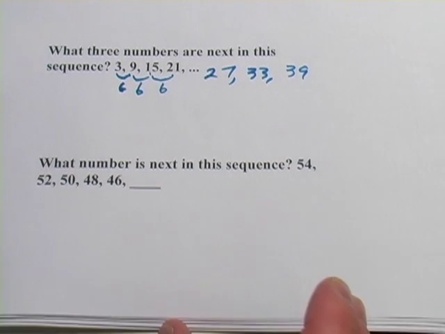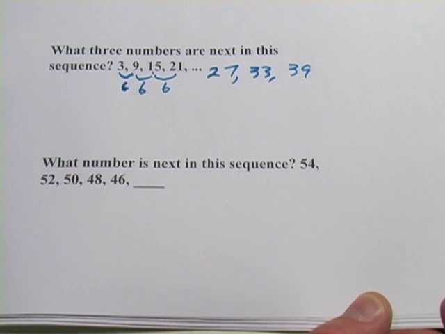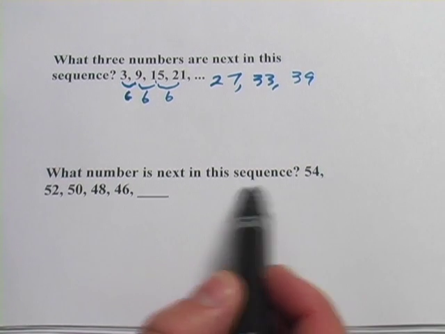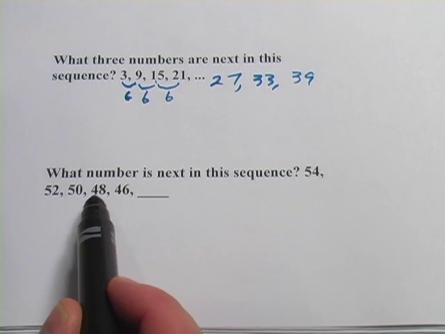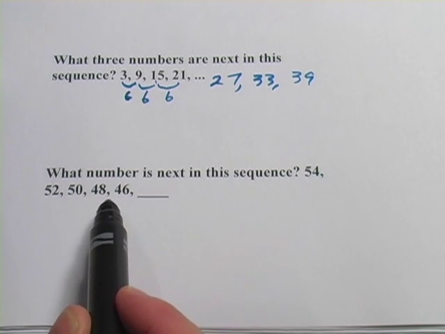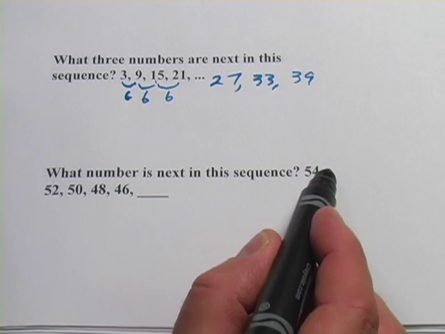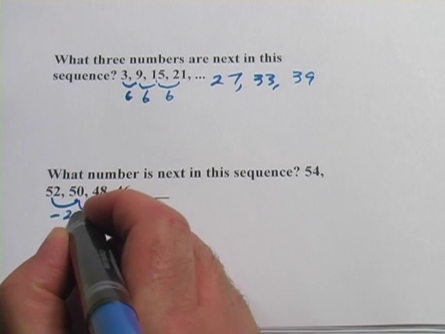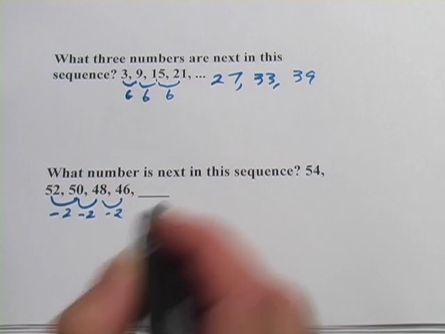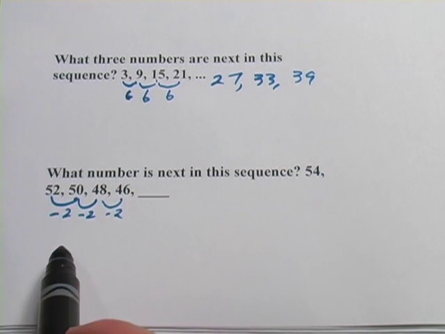Let's do one more of these. This next one says, what is the next number in this sequence? And it goes 54, 52, 50, 48, 46. And you might see this already, but they go down by 2. So that's minus 2, that's minus 2, that's minus 2. Every time you take away 2.